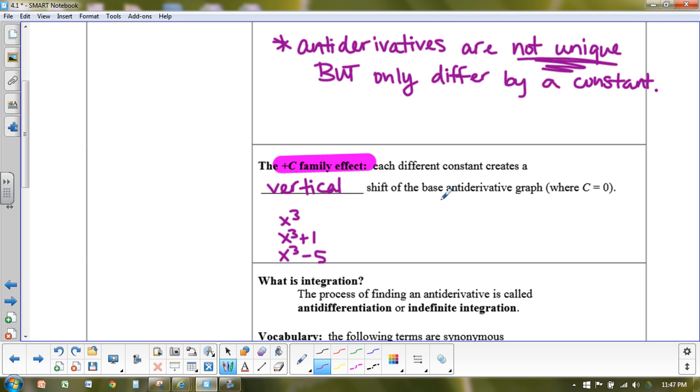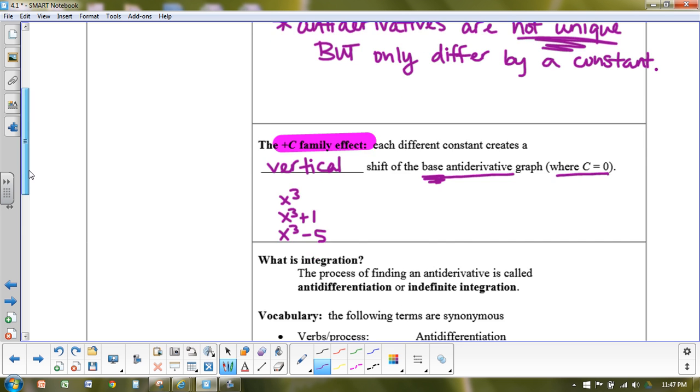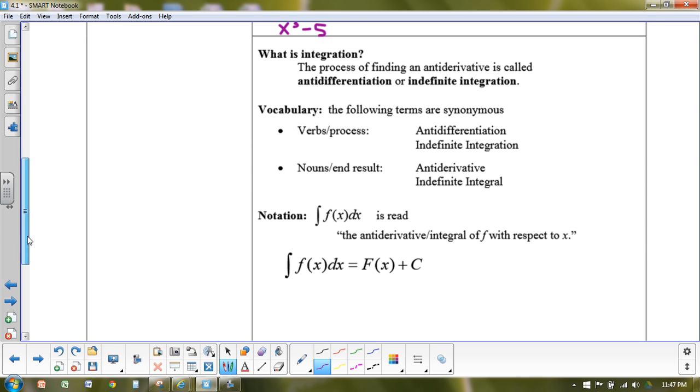So your base antiderivative would be where C equals 0. And then you would have all these other options where you're adding and subtracting different numbers. Okay, just so that you have all this terminology straight, so we've kind of introduced it in pieces, but so that you kind of have it now all in one spot.